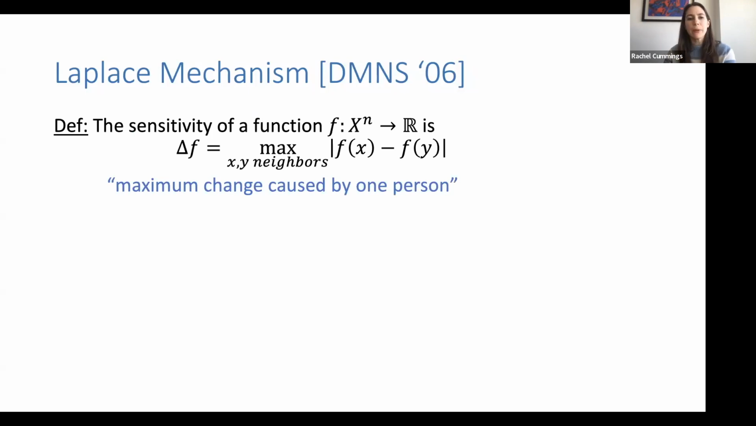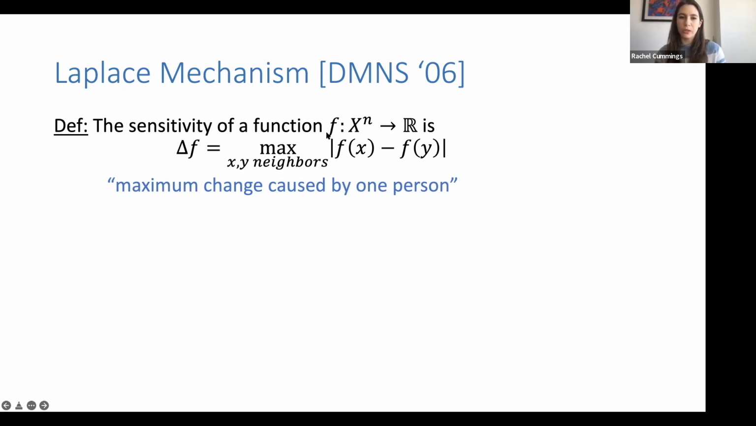And before we can talk about the algorithm, we have to talk about a property of a function that we will call sensitivity. Recall that differential privacy wants to hide changes caused by one person's data. And so this is going to measure how much change can be caused by one person in the worst case. This is the sensitivity of some function f.